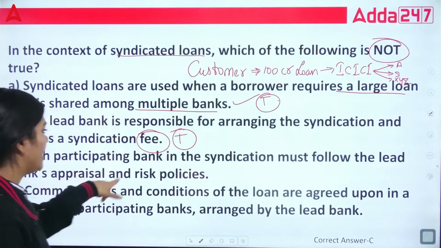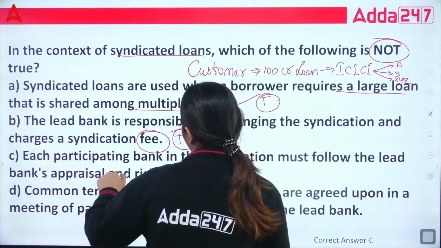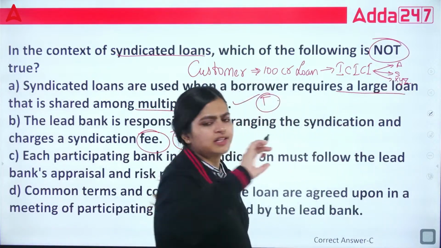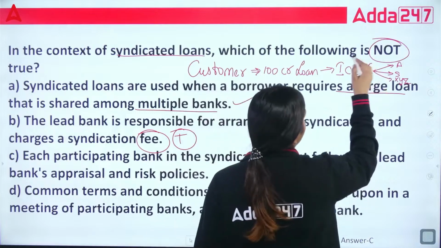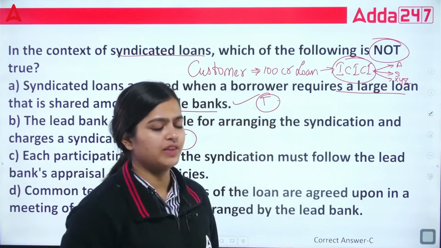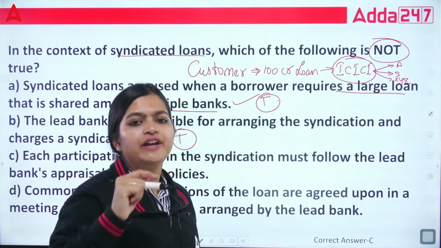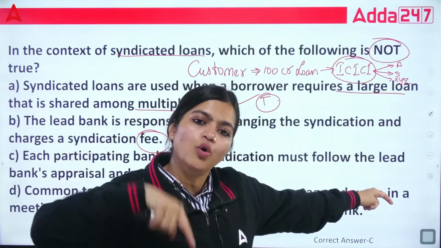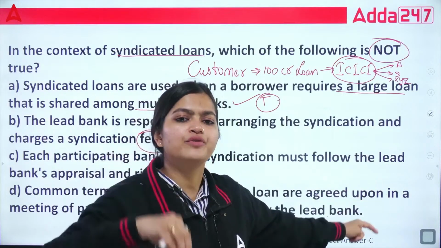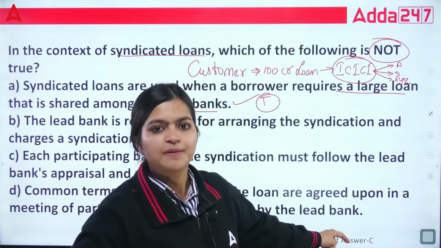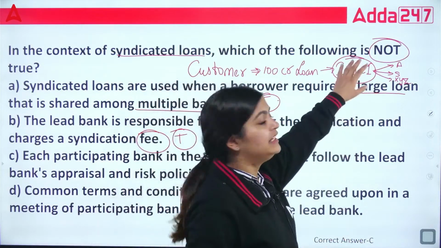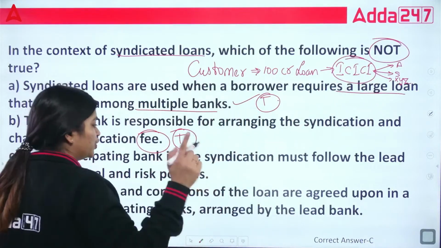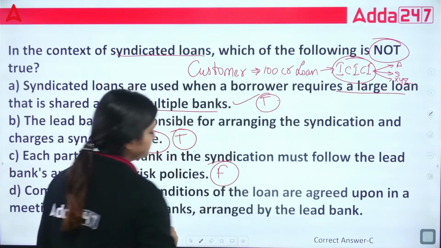Each participating bank in the syndication must follow the lead bank's appraisal and risk policies. They are saying that Axis, SBI and XYZ Bank need to follow the ICICI rules and policies? No. Each and every bank in this type of situation will be following their own rules and policies, their own risk policies, their own guidelines. They will not be following any lead bank's risk and policies. So the wrong answer, which is not true, is option C.